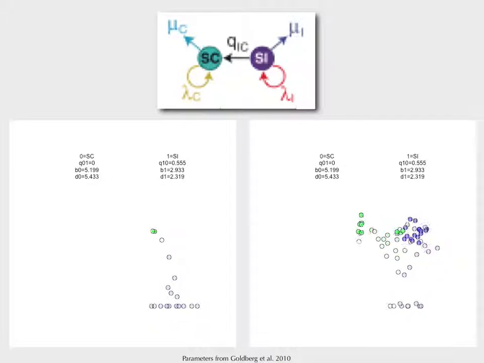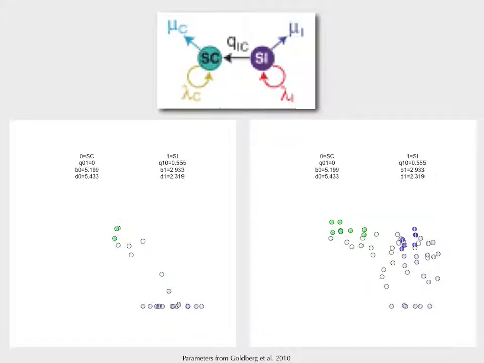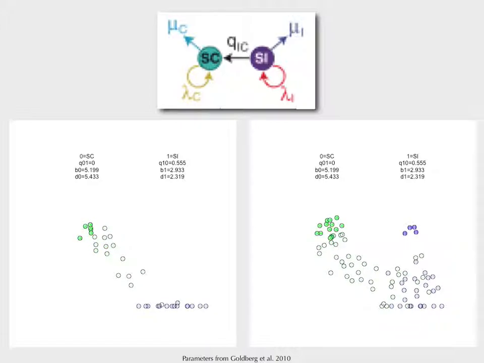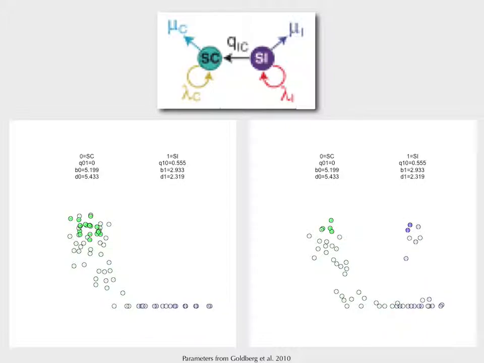Here, one lineage becomes self-compatible, and in this evolutionary model, we assume there's no way to go back to being self-incompatible. So eventually you become just self-compatible. And here, you can do both.